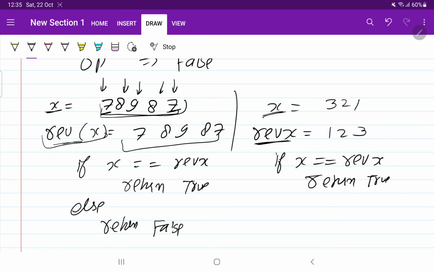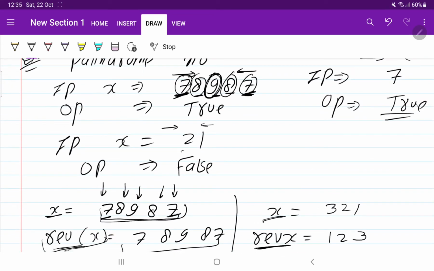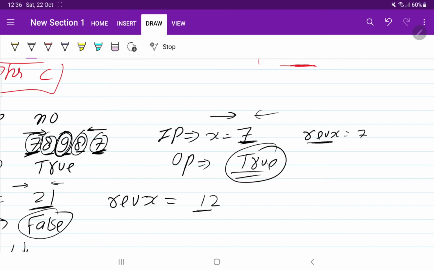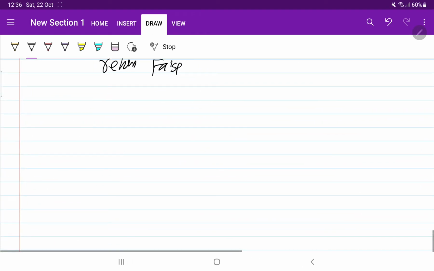What I will do, first I will try to find the reverse of a number. Suppose in the above example 21 is given, so I will find the reverse of x, which will be 12. And now I will check whether 12 and 21 are equal or not. If they are not equal, I will return false. If we take the example of 7, x is equal to 7, so the reverse of x will also be 7. Now 7 and the reverse of x are both the same, so I will return true. So my logic is this.